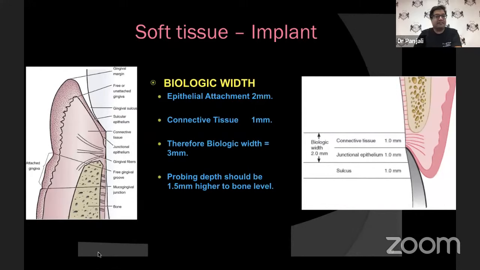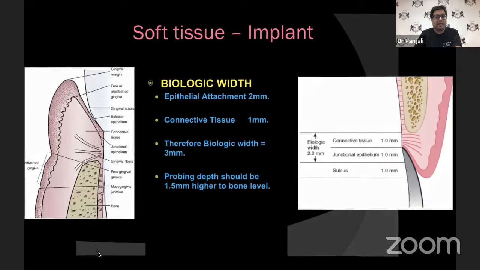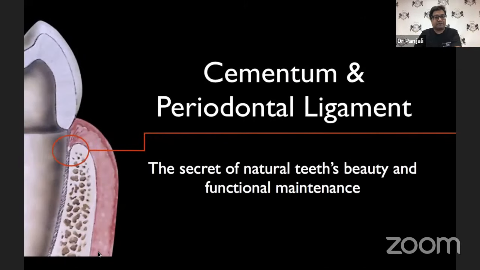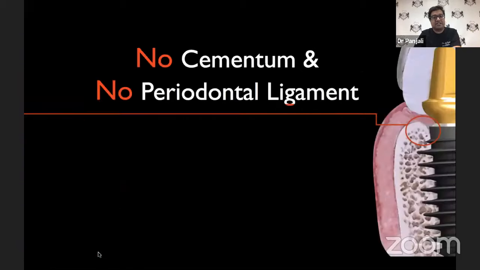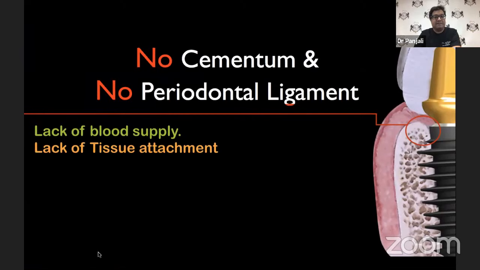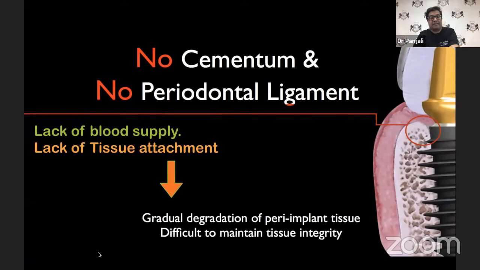Biologic width, just like we have the biologic width around the tooth, we have the biologic width around the implants as well, and that has to be taken care of. Remember, the tooth has periodontal ligament, the cementum, and this is the secret of maintaining functionality in the tooth. However, the implant doesn't have periodontal ligaments or cementum, all right? And therefore, there is lack of blood supply, lack of tissue attachment, and this leads to degradation of the peri-implant tissue, which makes it very difficult to maintain tissue integration.